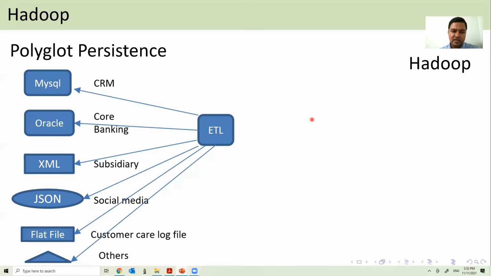Let's say a bank, a Spara bank, has a social media platform where they get important interactions from customers who come to the platform, liking, commenting, or asking questions, and many other things are going on. That comes in JSON format. And there are customer care calls that are being kept in a log file. Apart from that, there are many other types of data formats. Among these, only CRM, MySQL and Oracle are structured data. Remaining all are unstructured data.